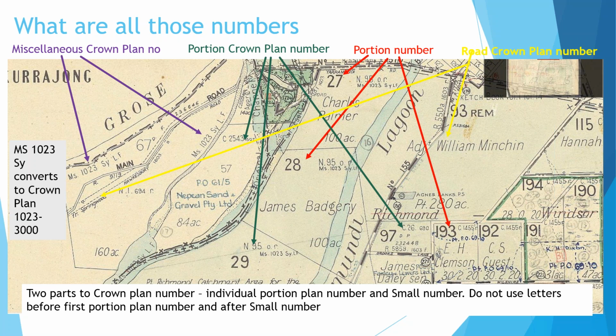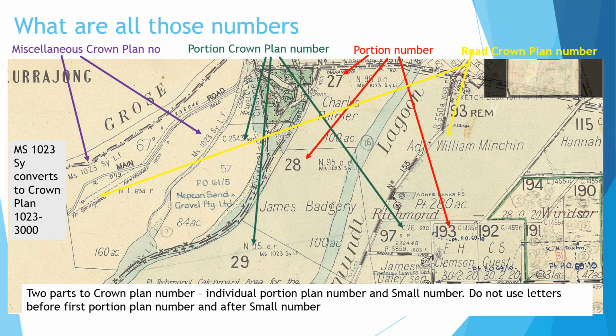When you look at the parish maps, it's a wealth of information and it just seems to be full of numbers. But what I want you to remember is that these numbers lead somewhere else. Now, the main number, of course, is your portion number. So James Badgery has portion 28. Charles Palmer has portion 27, both of 100 acres. James Daly Sr. has portion 97. E.H. Clemson has portion 193.